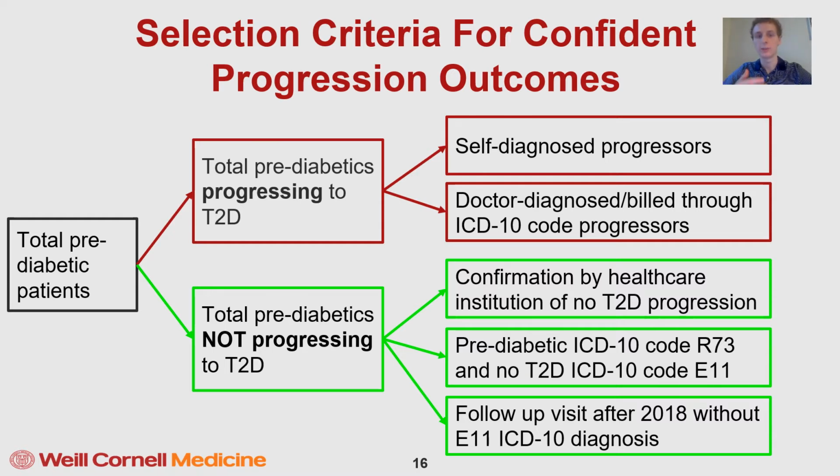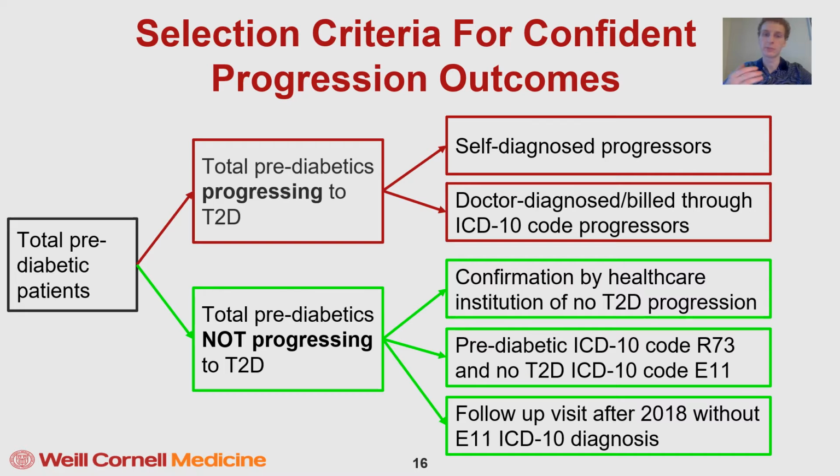So next, we wanted to find those patients who were pre-diabetic at baseline measurement, who throughout the study, which was about 15 years, progressed to type 2 diabetes and those who have not yet progressed to type 2 diabetes.